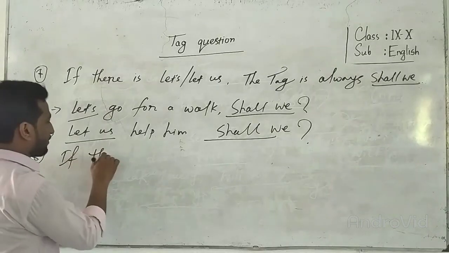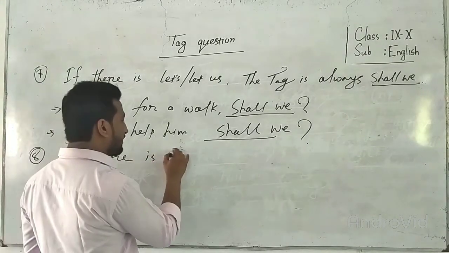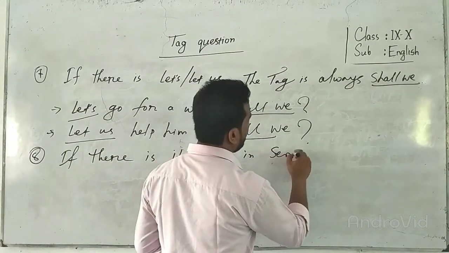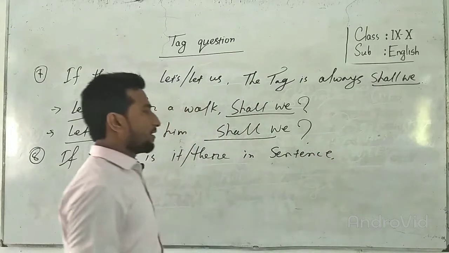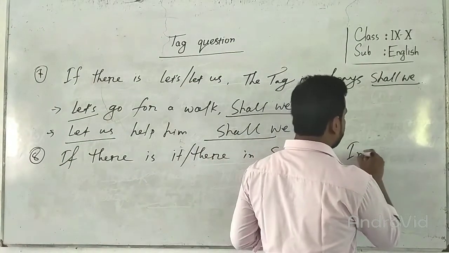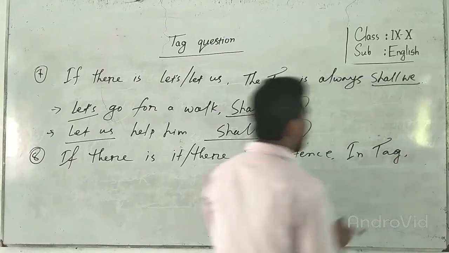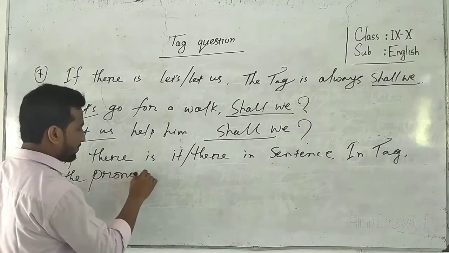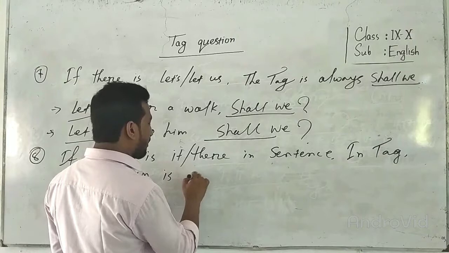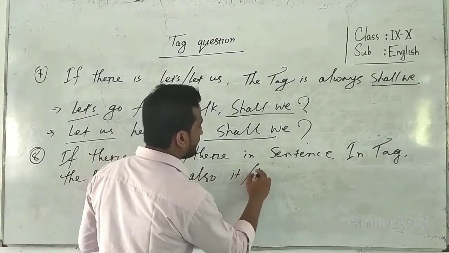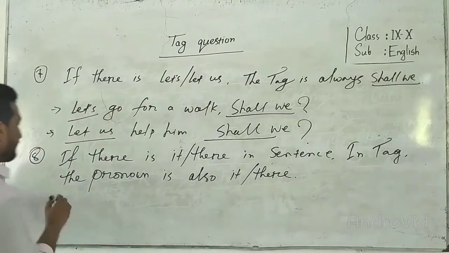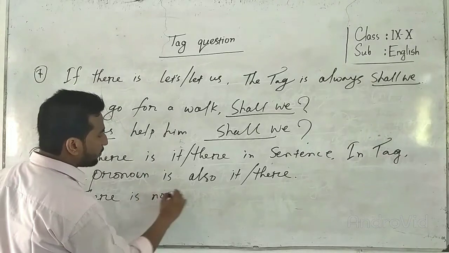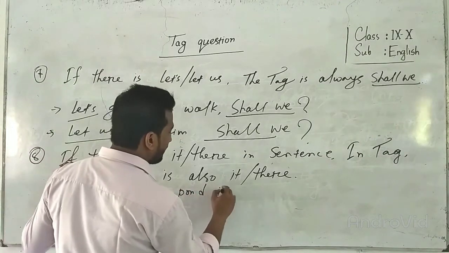The next one: if there is it or there in the sentence, in the tag the pronoun is also it or there. It or there. For example, there is no pond in this village.